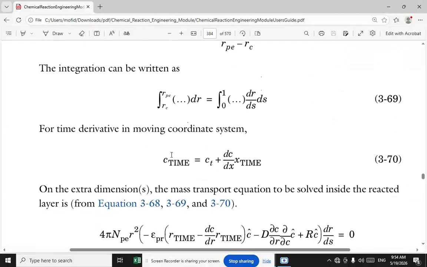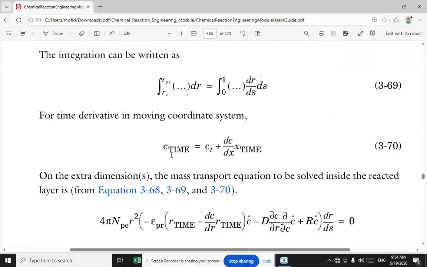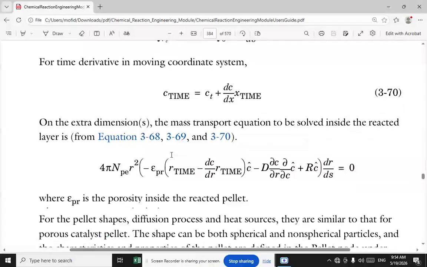The integration can be written as the integral, lower boundary RC, upper boundary RP, and so on. There, R is equal to the integral, lower boundary 0 and upper boundary 1, and so on, of the derivative of radius with respect to S, dS. For the time derivative in the moving coordinate system, C time is equal to ct plus the derivative of concentration with respect to x times the derivative of x with respect to time.